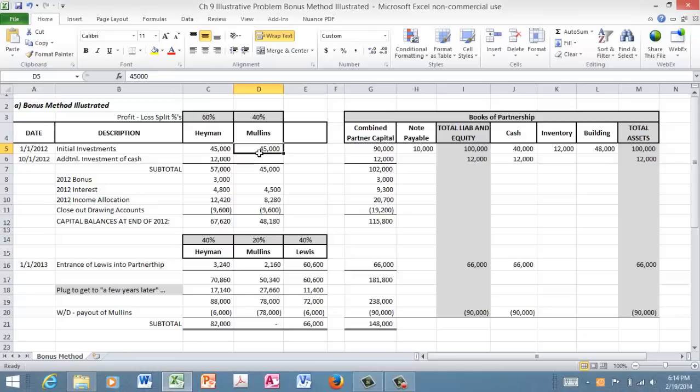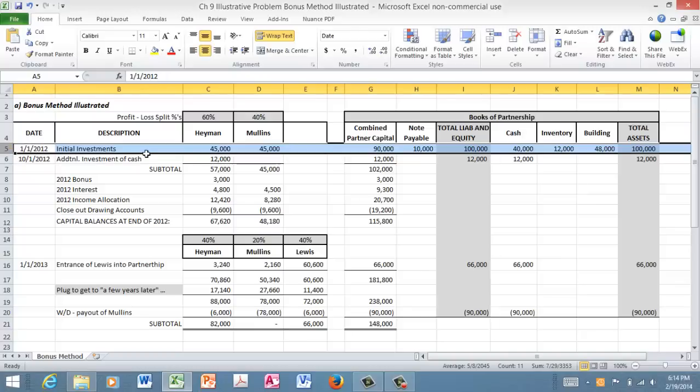Now that does not pertain to the profit and loss split, which also is given in the problem, that they would split profits and losses 60-40. So I've noted that up here. So this is the initial setup on row 5, and the book then shows that in a journal entry format, but basically I'm showing it here in a spreadsheet table format.